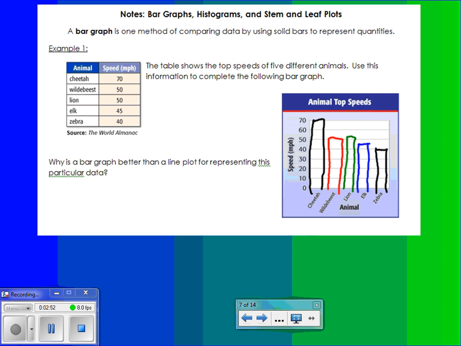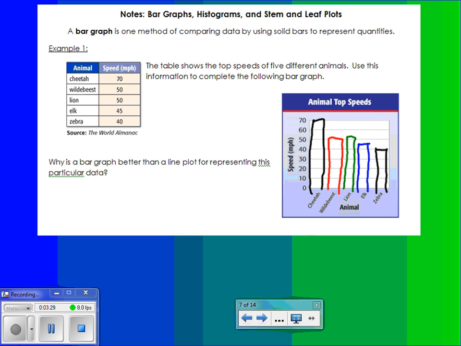Okay, so let's review here. Quiet, please. We've got our categories on the bottom. Our numbers are on the y-axis. Remember, the y-axis goes up and down. The x-axis goes left and right, like a number line. And then our bars have to be separate because we have separate categories down here that don't have anything to do with each other. Cheetah is its own animal, wildebeest is its own animal, lion is its own animal. So the bars are separate. Any questions?